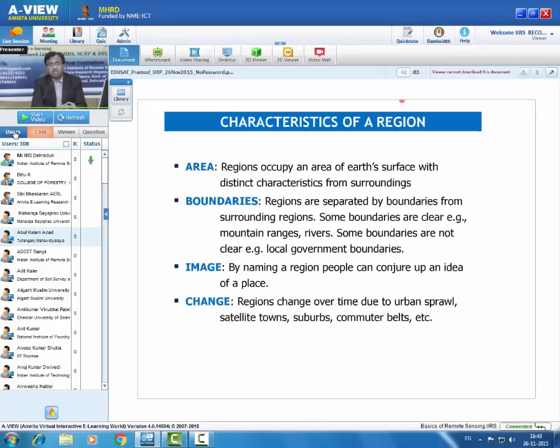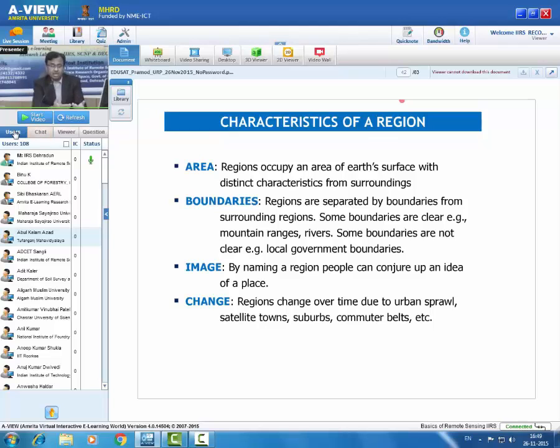Now, the region has some characteristics. It may be area, boundaries, image, change. That means it contains some area, it is separated by boundaries from some surrounding regions, and it has some image. That means, for example, you are entering into the national capital region.